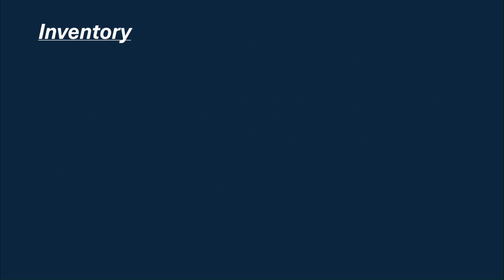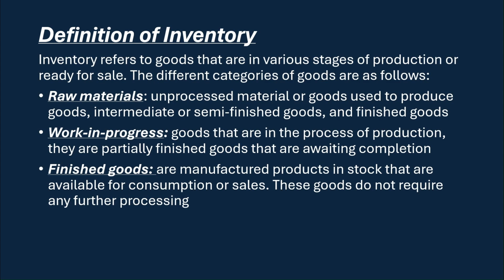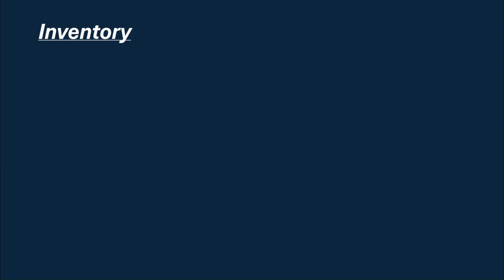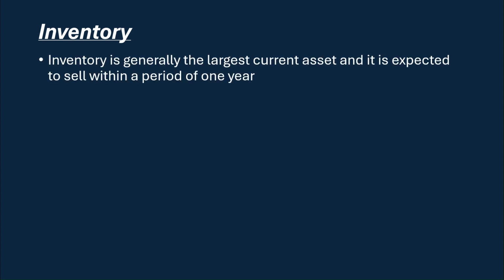Now, let's look into inventory. Remember here we looked at the definition of inventory, but now we're going to look at inventory. Inventory is generally the largest current asset and it is expected to sell within a period of 1 year. Right. So this one explains itself, that with inventory, remember inventory is an asset, right? Remember we own it, so it's an asset, it's your trading stock, and it is expected to sell within a period of 1 year. But it depends.